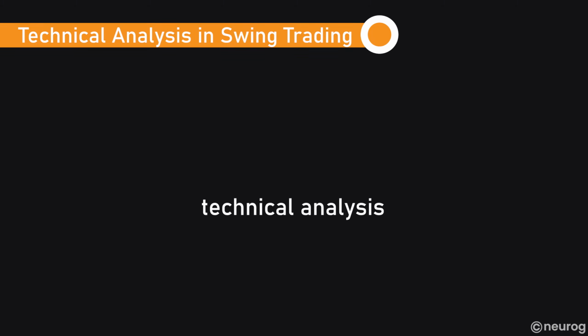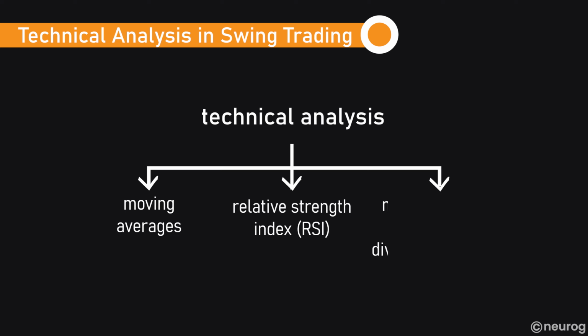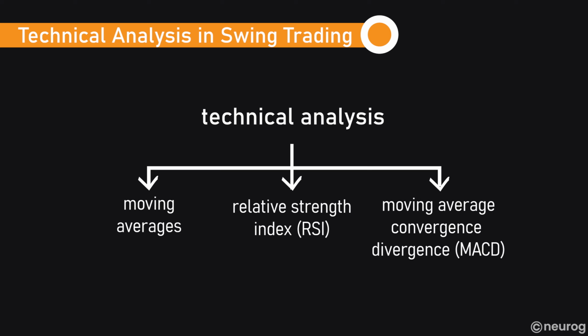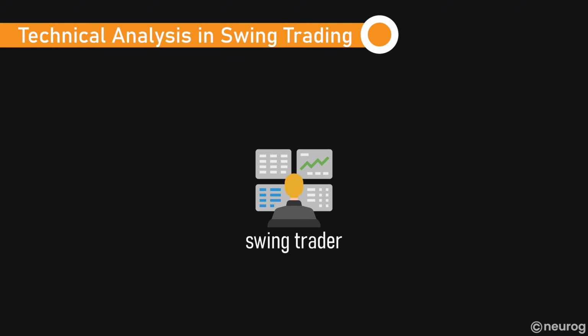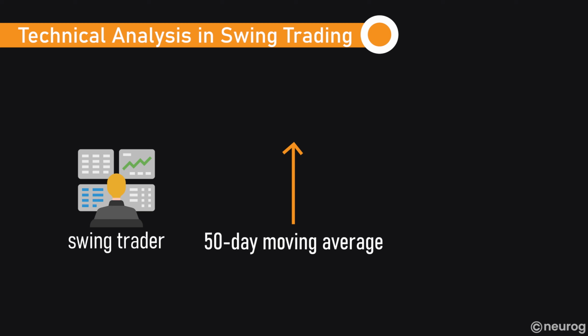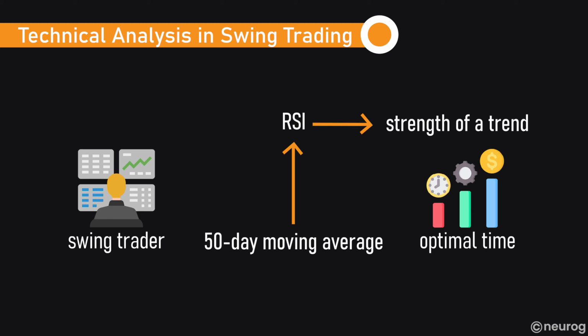Technical analysis is pivotal in swing trading. Tools like moving averages, relative strength index (RSI), and moving average convergence divergence (MACD) help traders assess market momentum and identify potential entry and exit points. For instance, a swing trader might use a combination of a 50-day moving average and RSI to determine the strength of a trend and the optimal time to enter a trade.